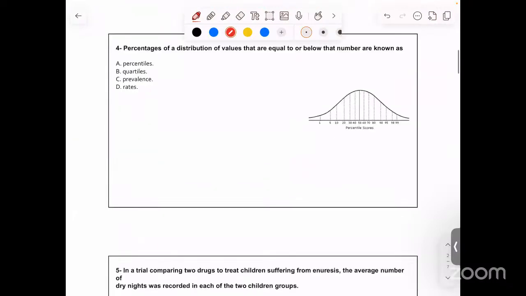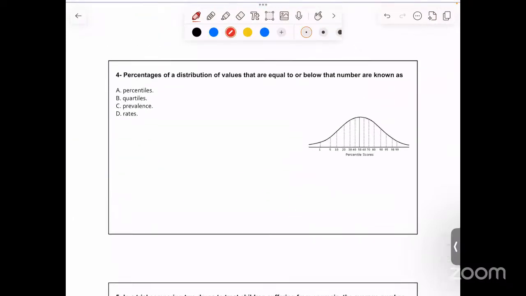Okay, let's proceed. Percentages of a distribution of values that are equal to or below that number are known as: A, percentiles, B, quartiles, C, prevalence, D, rates. What's the answer here? The question is asking about the percentage distribution of values that are equal to or less than the number. What does the question mean? It is telling the distribution of values that are equal to or less than this value.